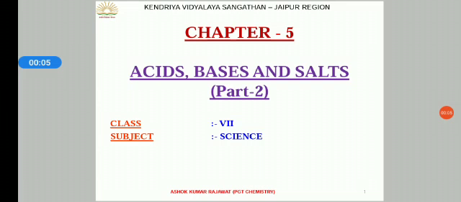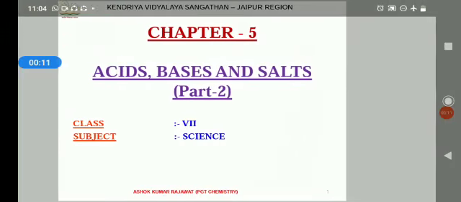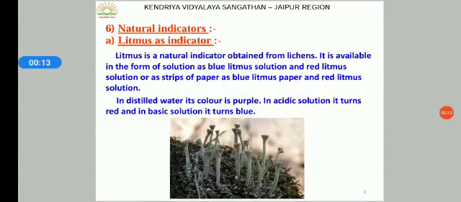In our previous class, we have studied about acids, bases and salts and indicators also. Now, we will read about natural indicators. Indicators are those substances which change their color when treated with acid and base.